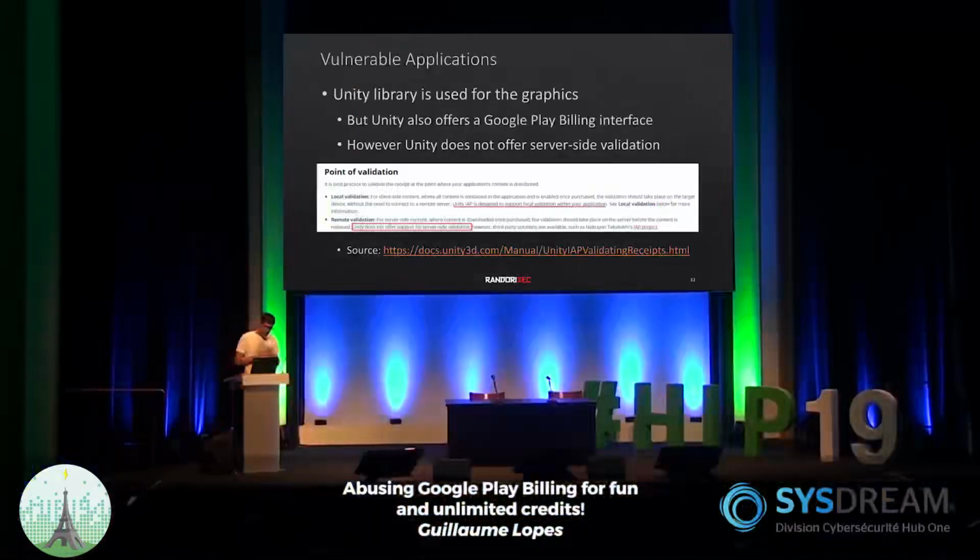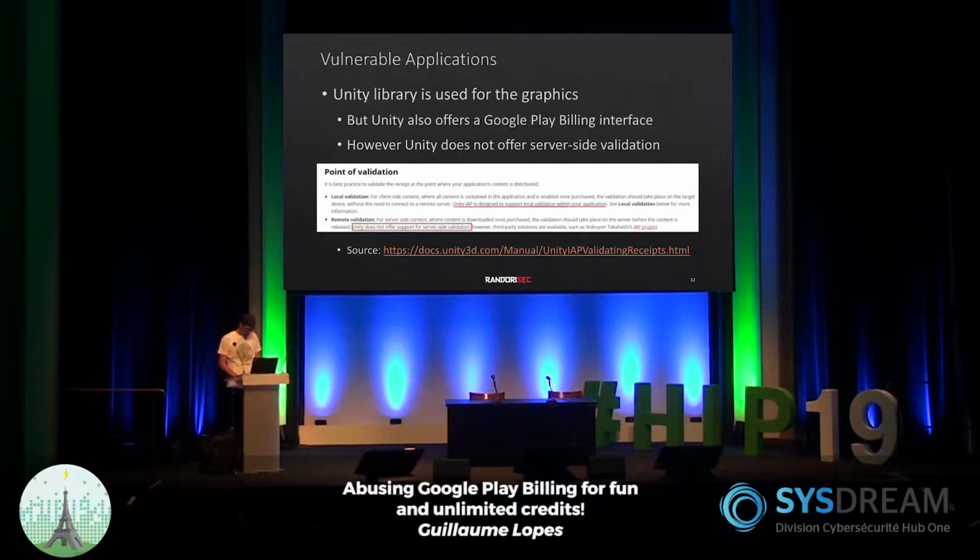So in this case, Snoopy Pop, they are using the Unity library. I guess if you play video games, you may have heard about this library because it's used for graphics. And in this library, they also offer an interface for the Google Play billing. If you look at the documentation, they say, okay, we have 2 ways to handle the validation: you can do it locally or remotely. Cool. But if you look at the remote validation, you can see, in fact, Unity does not offer support for server-side validation. Too bad.